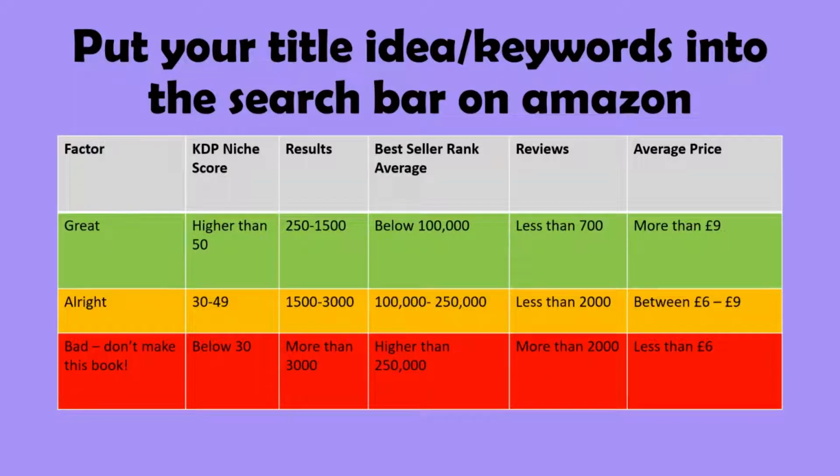So feel free to take a screenshot of this page. Here I've created a nice little table for you. If you follow this guide, then you should be able to find a good niche for the next book that you create. I'm not guaranteeing any results. I'm not guaranteeing sales, but it definitely will help you. It has helped me in the past. So stick with the strategy. Even if your first book doesn't work, keep going. The more books you produce, the better the chances are of making some good sales.